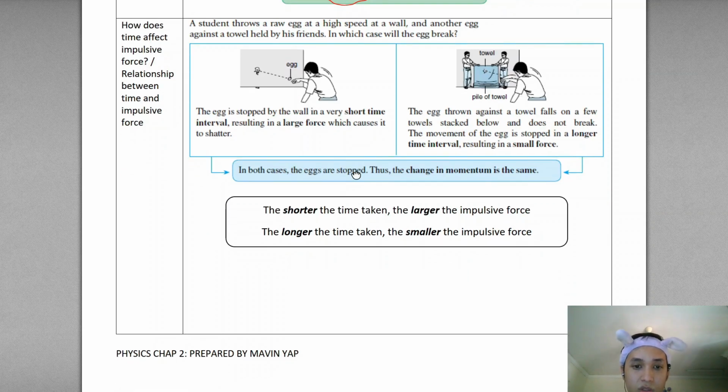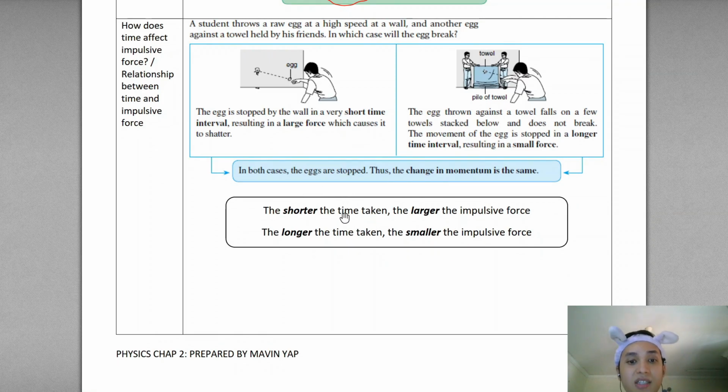So the summary given here, the shorter the time taken. Remember, the time taken here is referring to the impact time. Impact time means the moment, the point of contact between two objects. If the impact time is shorter, the impulsive force will be larger. If the impact time is longer, the impulsive force will be smaller.